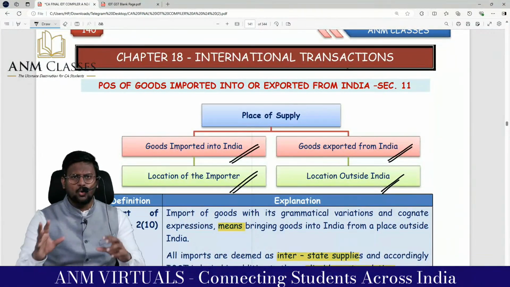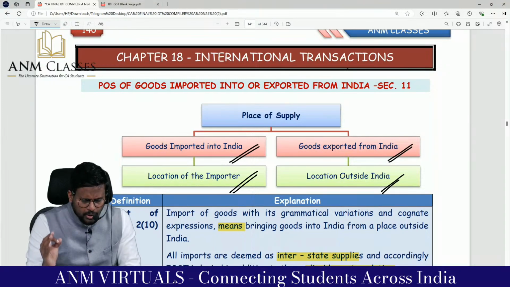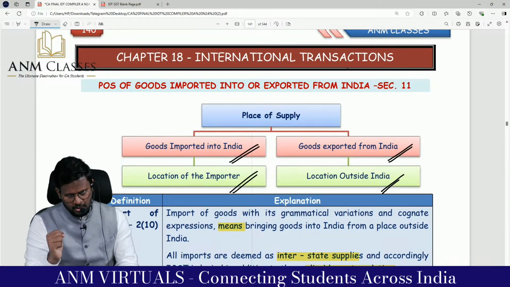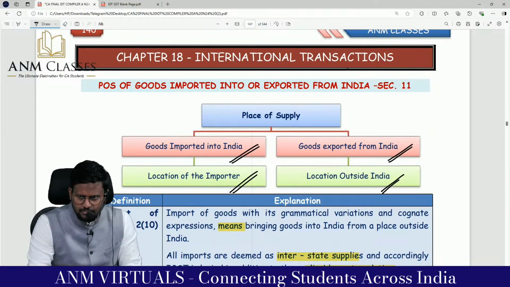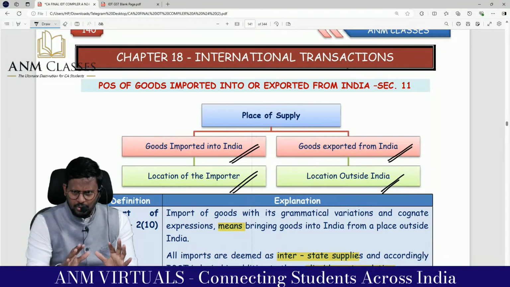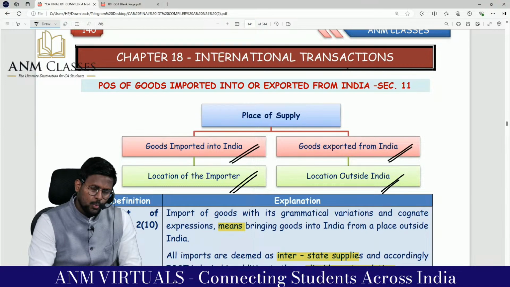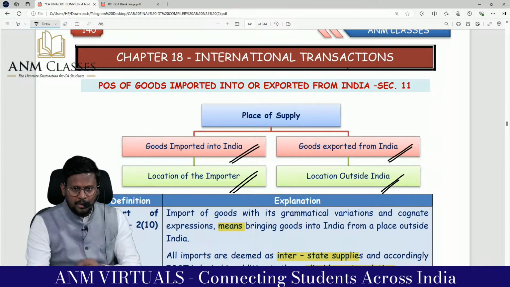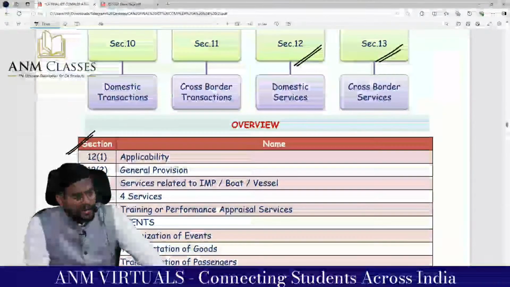Section 11 is talking about only two actions. With regard to import of goods, the place of supply is the location of the importer. With regard to export of goods, the place of supply is the location outside India. Repeat once again: for import of goods, place of supply is the location of the importer; for export of goods, place of supply is the location outside India. Are you comfortable? Yes, sir. With this, goods-related place of supply comes to an end.